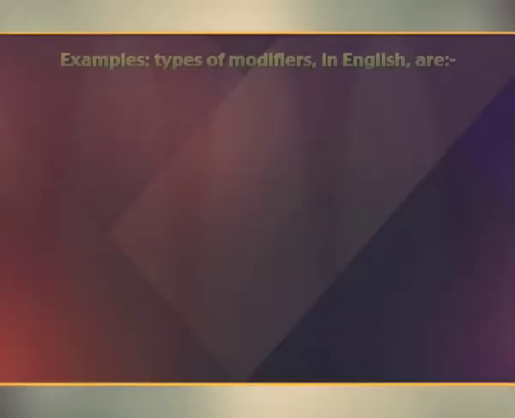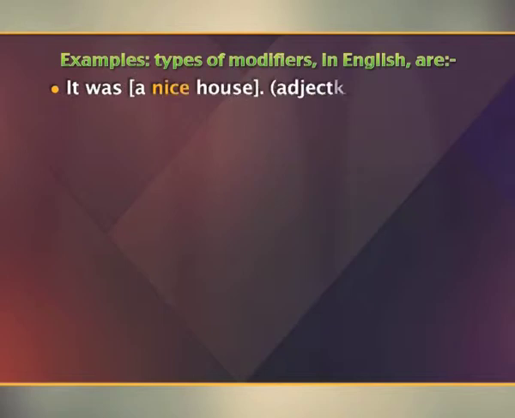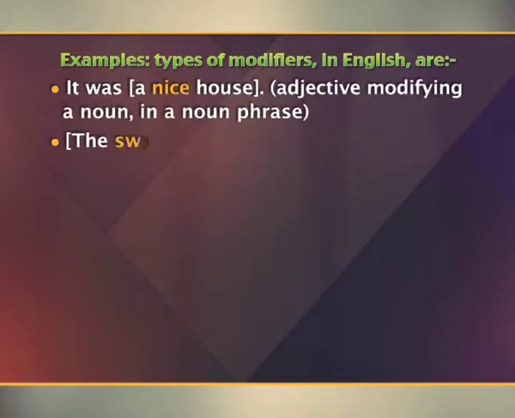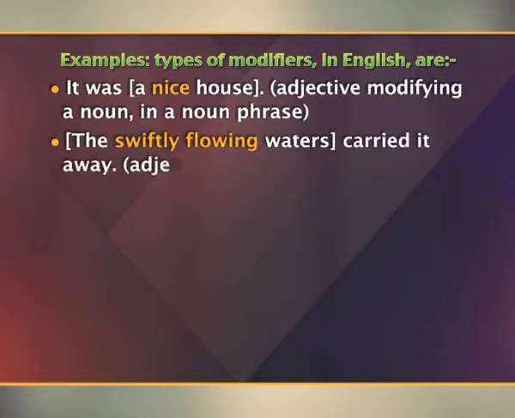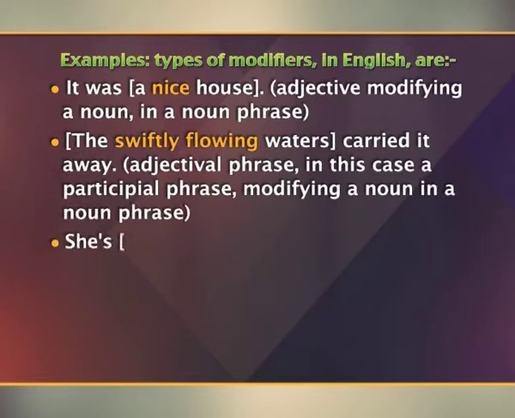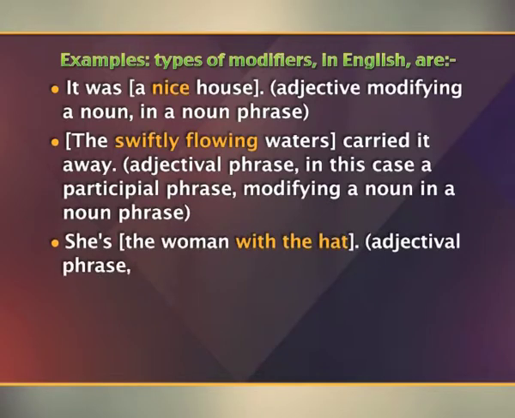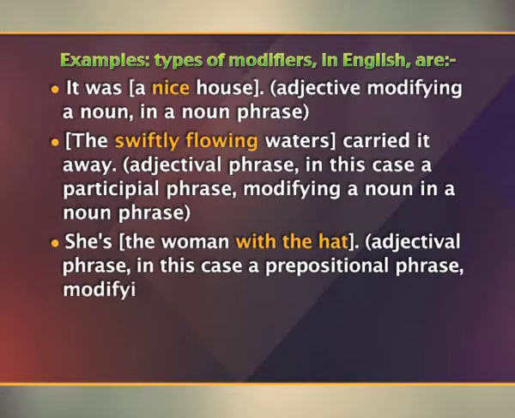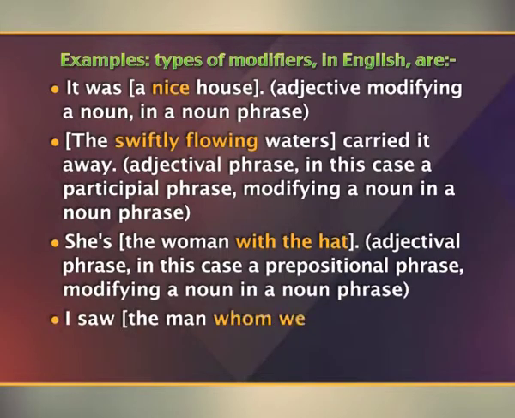Another type of modifier in some languages, including English, is the noun adjunct, which is a noun modifying another noun or occasionally another part of speech. An example is "land" in the phrase "landmines." Examples of types of modifiers in English: "It was a nice house," adjective modifying a noun in a noun phrase. "The swiftly flowing waters carried it away." Adjectival phrase, in this case a participial phrase modifying a noun in a noun phrase. "She is the woman with the hat." Adjectival phrase, in this case a prepositional phrase modifying a noun in a noun phrase.